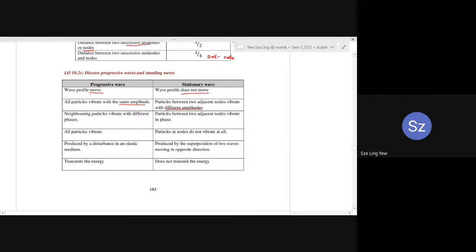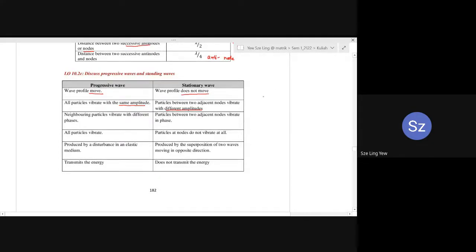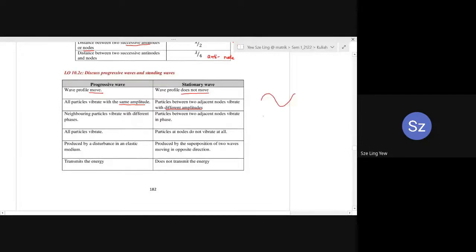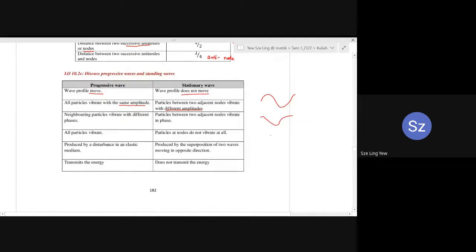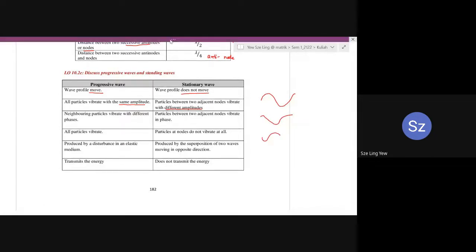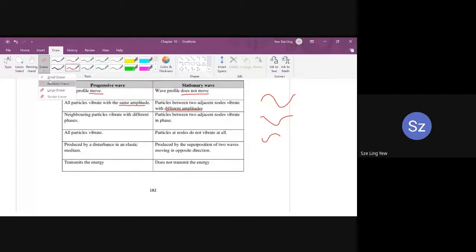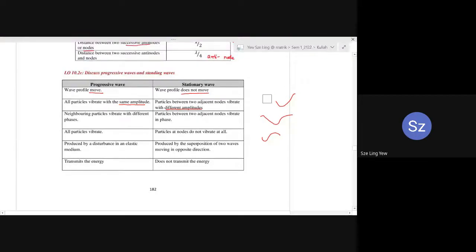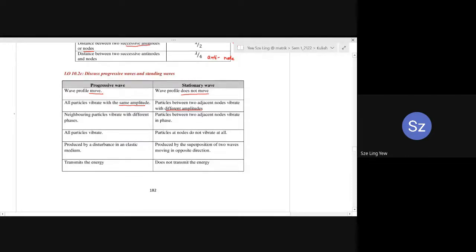So since it is a progressive wave, like I told you, the wave keeps moving. Okay, first moment, second moment, maybe the wave is already like this, and then it keeps moving on until like this. So the wave keeps changing. That is our progressive wave. So the particles, the position, keeps moving, which means every particle along a progressive wave, for example, now I'm going to sketch a progressive wave like this.